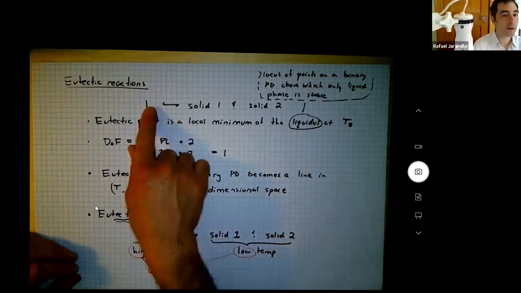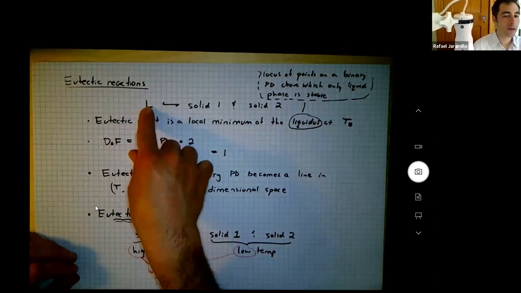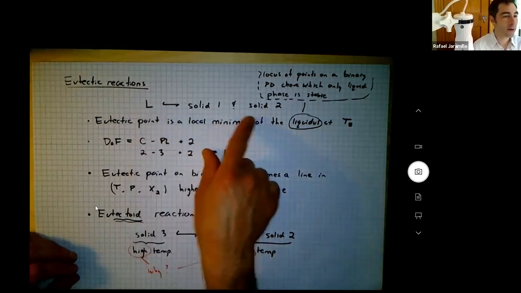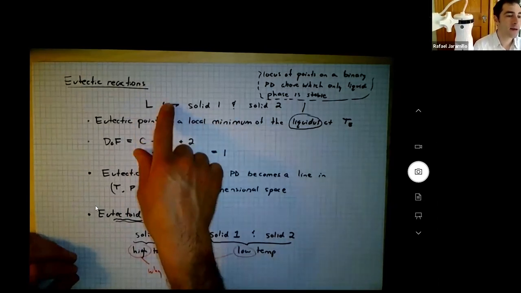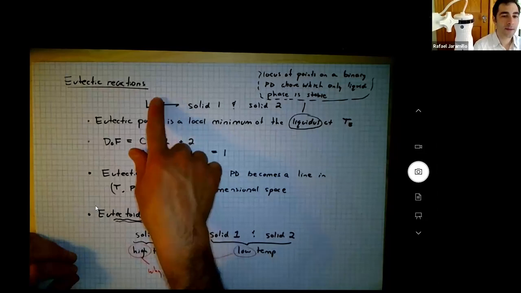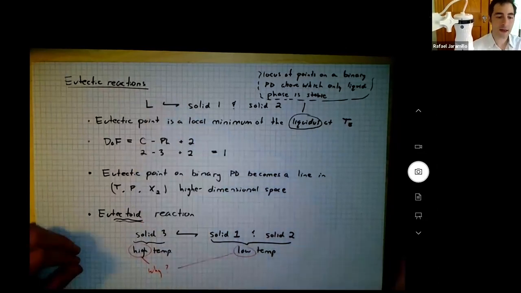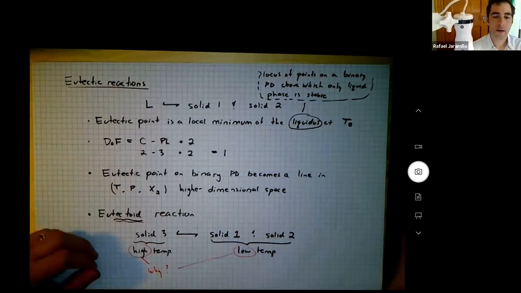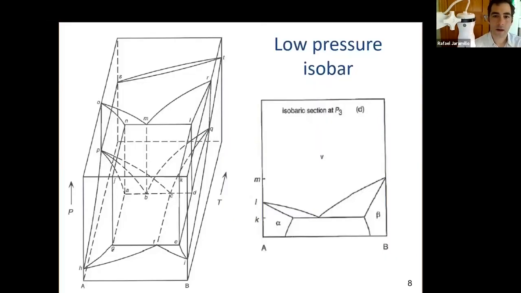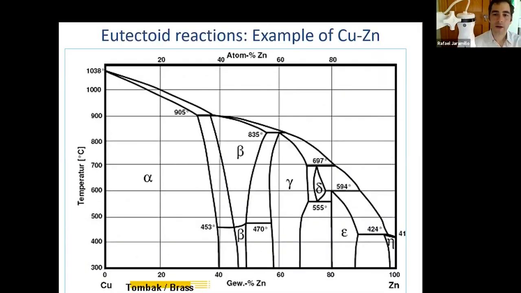I have a liquid solution and two solid solutions. So here you might say, oh yeah, the liquid is higher entropy. That makes sense, that it's the high temperature phase, but it holds even here. So let's look at some eutectoid reactions here. Okay, so here is brass, copper zinc. And who sees a eutectoid reaction?